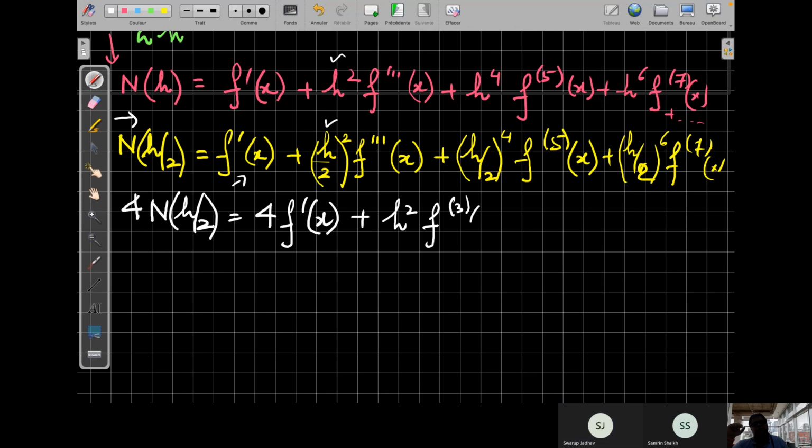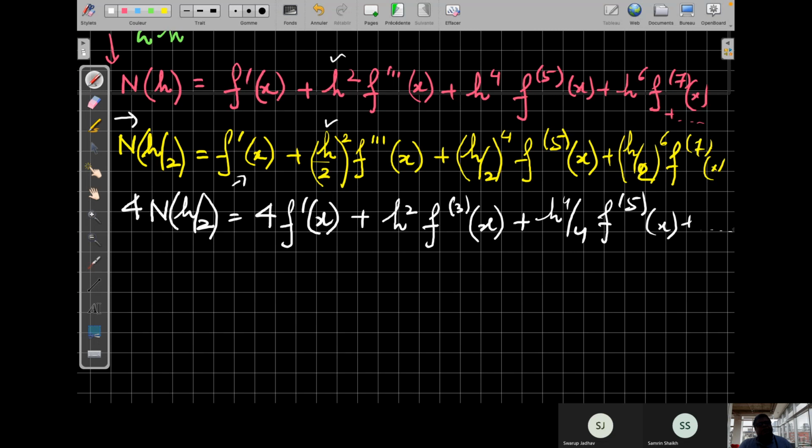So this is the third derivative here. You will have 4 times this, whatever it is, h to the power 4 divided by 2 to the power 4, that is 2 to the power 16. So that means h to the power 4 by 4. So whatever is here, and so on and so forth. It will become like this.